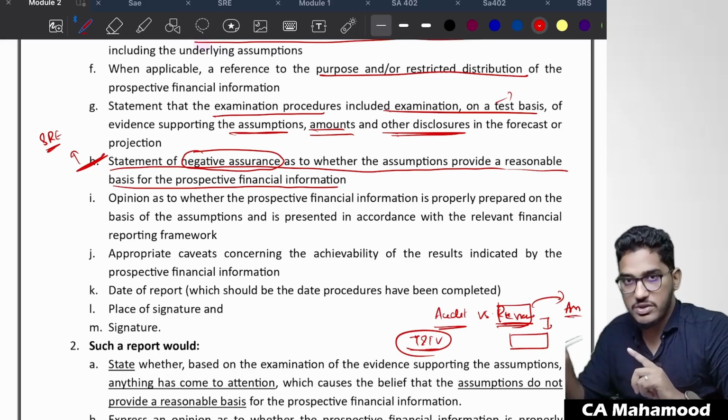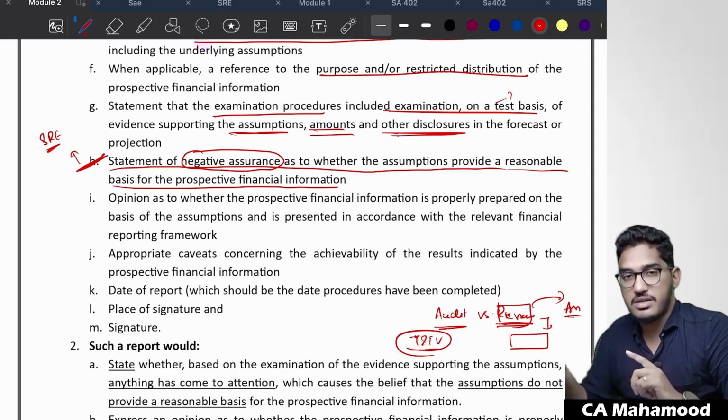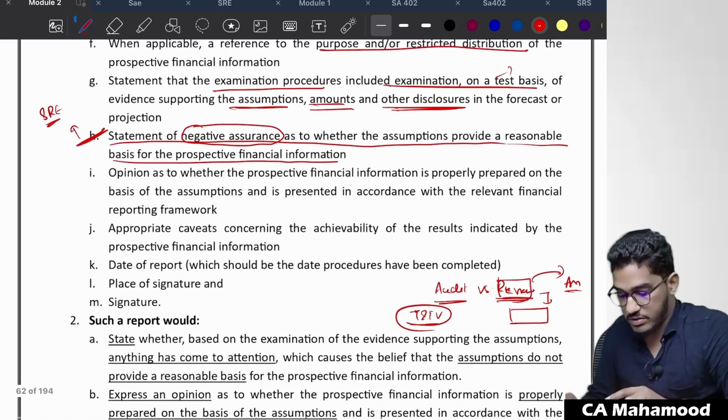You should not say it in this positive way. You should say, nothing has come to our attention which makes us believe that the assumptions are unreasonable. Ultimately, you are telling that the assumptions are reasonable, but you are putting it in a negative way. That kind of terminology you have to use.